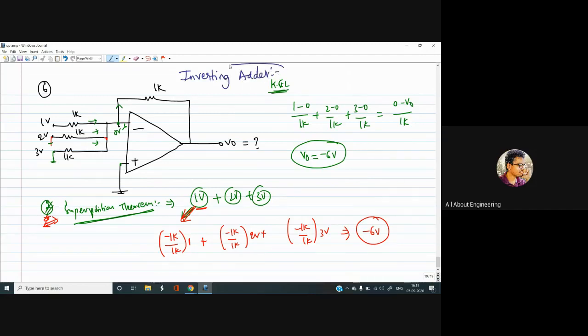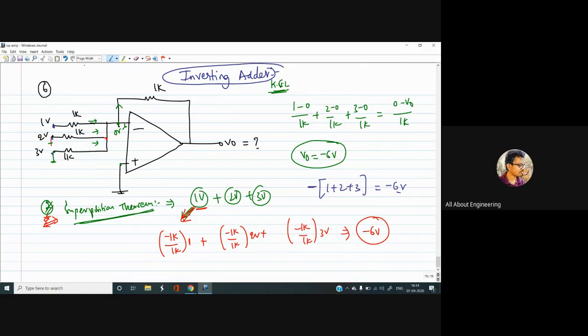As the inputs, 1 volt, 2 volts, and 3 volts, are given at the inverting terminal, this is called an inverting circuit, and it is adding the voltages that you are giving. If you take minus common, it is equal to 1 plus 2 plus 3, so it is equal to minus 6. So it's adding the voltages that you are giving at the input. Hence, this circuit is called an inverting adder.